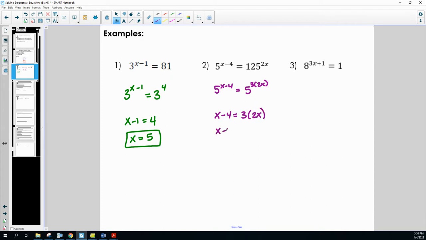So now we have x minus 4 is equal to 6x, and then we're going to solve for x. So 5x is equal to negative 4. x is equal to negative 4 over 5.